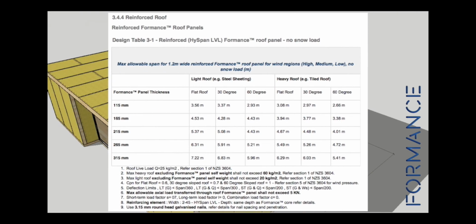Now looking at the tables for reinforced roof, using high span LVLs, at 7.2 meters, we can select a 315 mm thick roof panel, using two 290 by 45 LVLs of 1200 centers.